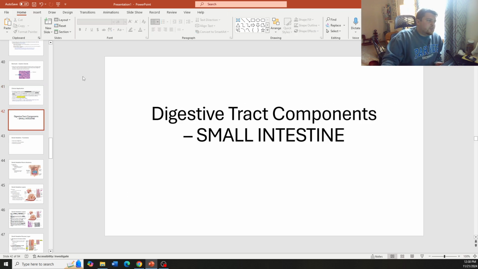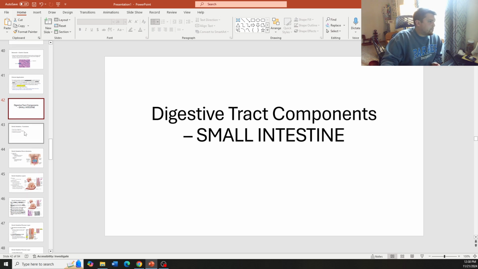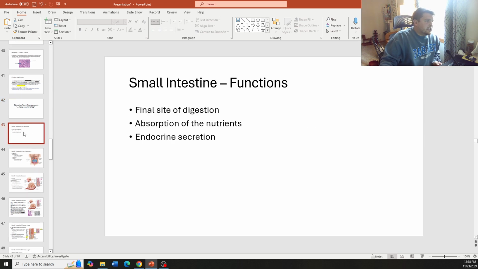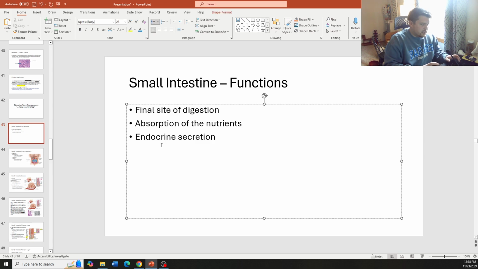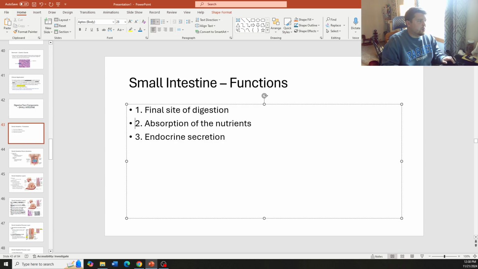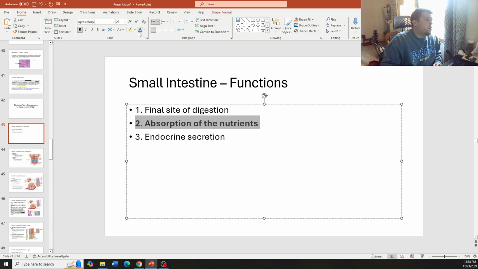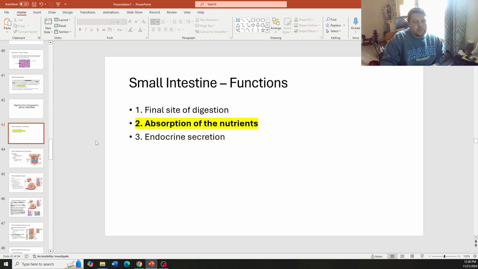Continuing on to the small intestine. Let's look at the functions. This is the final site of digestion. The absorption of the nutrients happens here, which again we talked about. This is the whole point of our GI tract. We need nutrients because we need to convert those into energy to survive. And then we also get a bunch of endocrine secretion.